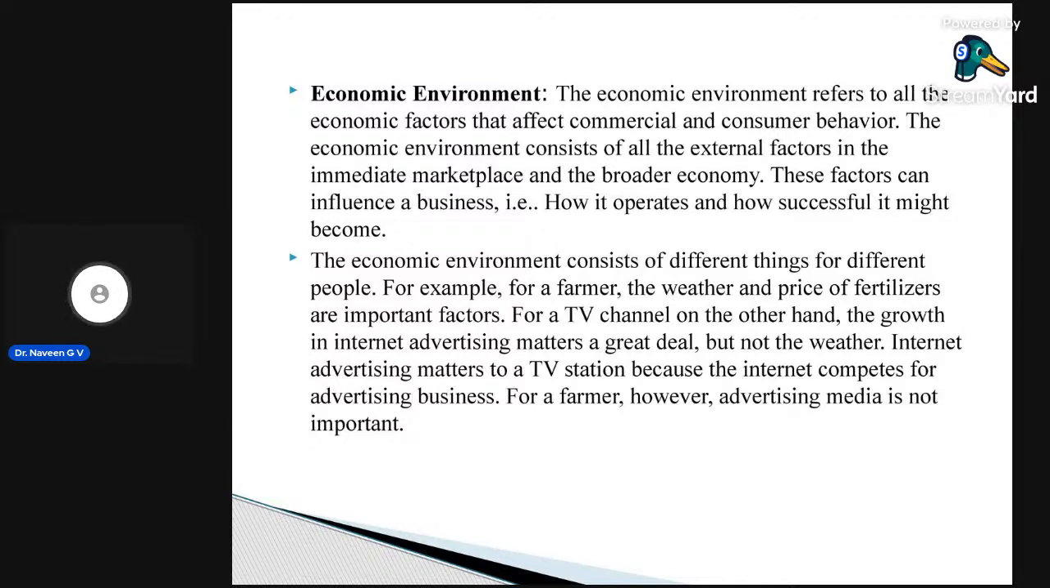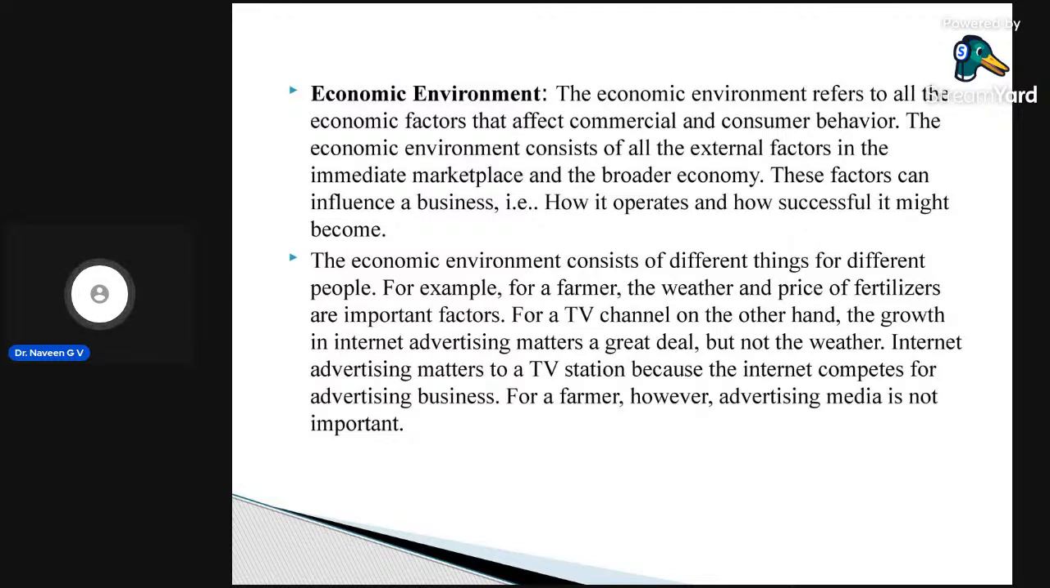It also depends on the economic environment to sell the finished goods. Naturally, the dependence of the business on the economic environment is total, because it is rightly said that business is one unit of the total economy. Like this, consider the economic environment for a TV channel. On the other hand, the growth of internet advertising matters a great deal.